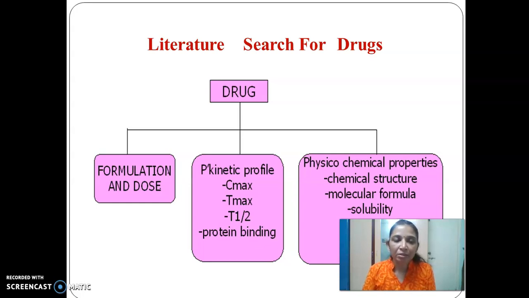First select the drug, find out the formulation and its dose, and determine the pharmacokinetic profile, that is Cmax, Tmax, protein binding, then physical and chemical properties like chemical structure, molecular formula, solubility, also pH and pKa value.